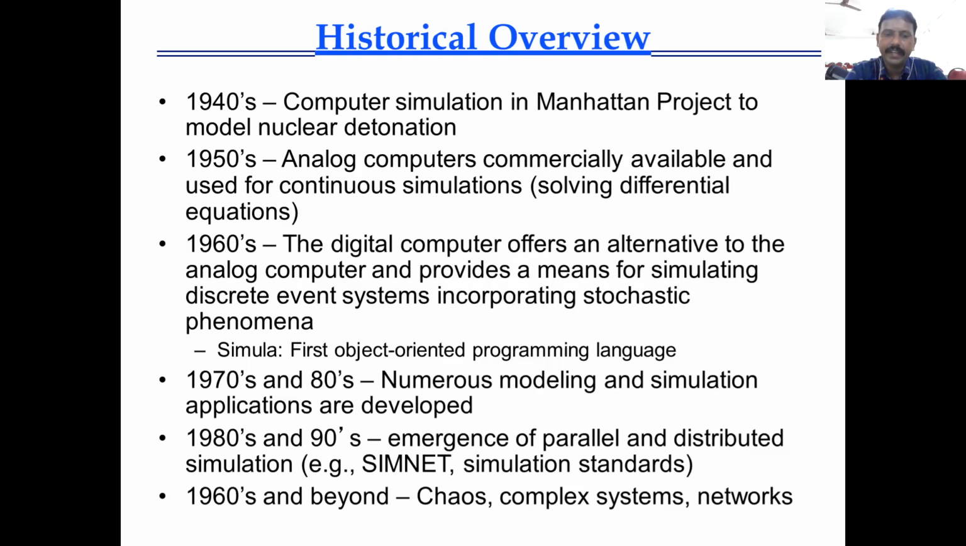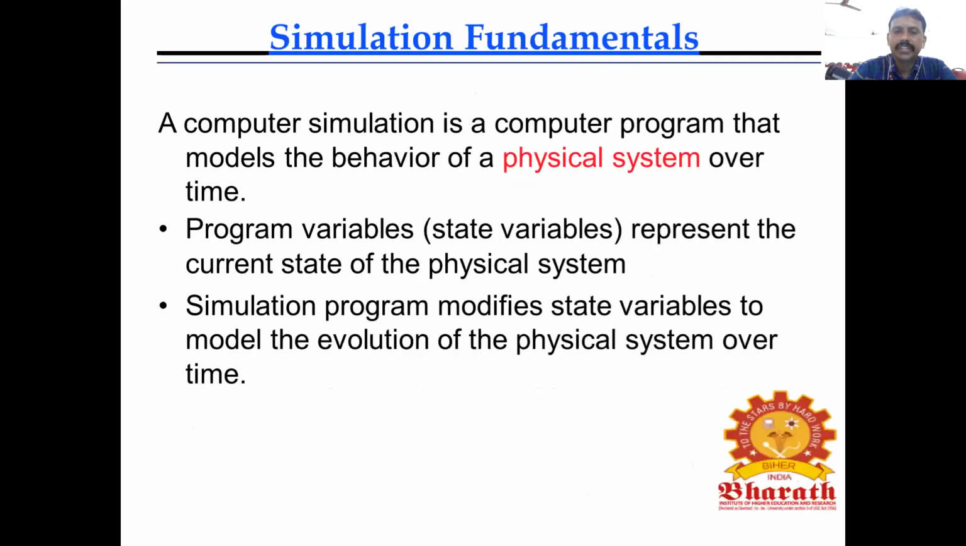In the 1970s and 80s, numerous models and simulation applications were developed in computer-based simulation. In the mid-1990s, parallel and distributed simulation emerged, and SIMNET came in as a simulator standard. After the 1980s, complex systems and networks also came, making many more simulation applications possible.